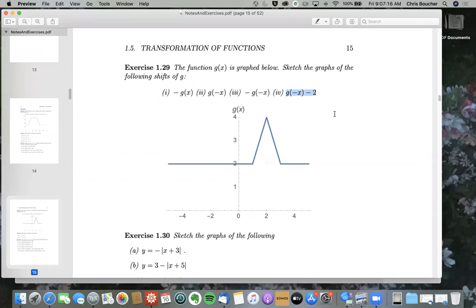Again, I have two transformations going on here. The first one, if I just focus on that and ignore the -2, is a reflection through the y-axis, a horizontal reflection. And then this is a shift. Recall if we subtract 2 outside the function, that moves the function down 2 units.